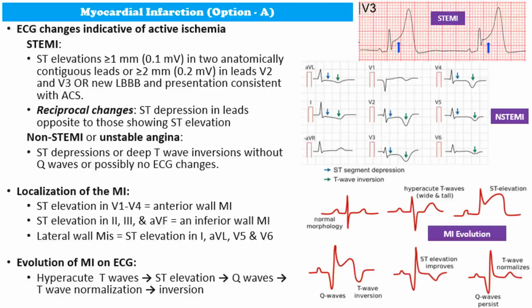ST depression is significant when it is horizontal or downsloping and is 0.5 mm at the J-point in two or more contiguous leads. T-wave inversions, especially when they are new or in multiple leads, can suggest myocardial ischemia. However, these changes can also be seen in conditions other than MI, such as left ventricular hypertrophy or electrolyte imbalances.